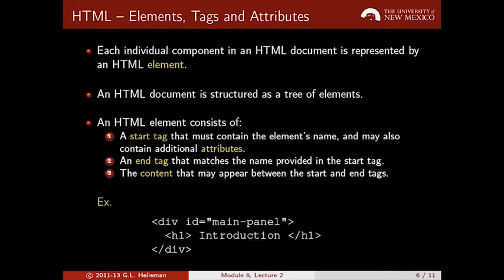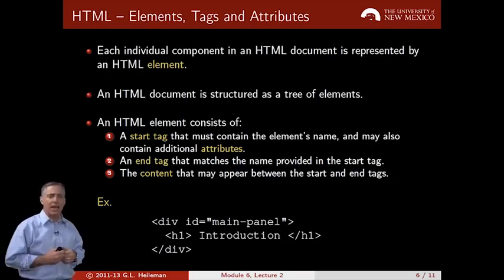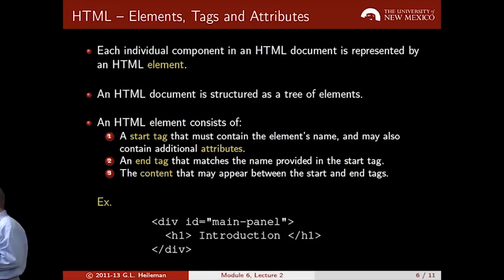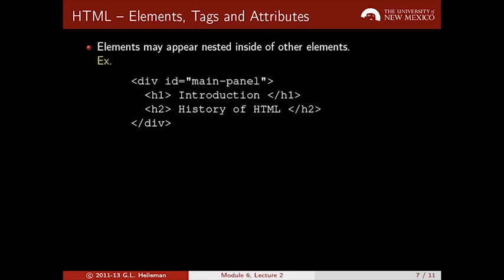So again, here it is. Now there's something different here. There's this id equals main panel. If you look at that id equals main panel, we're going to use that, as we'll see later on. That's how we're going to style this. We have to identify these elements so that we can later apply style rules to them.